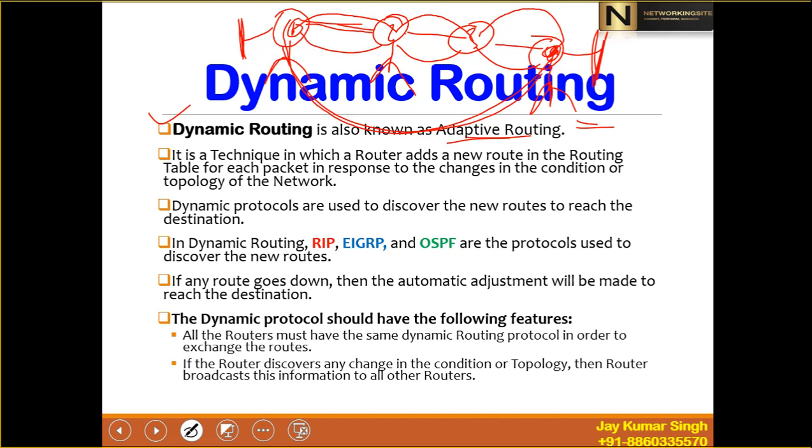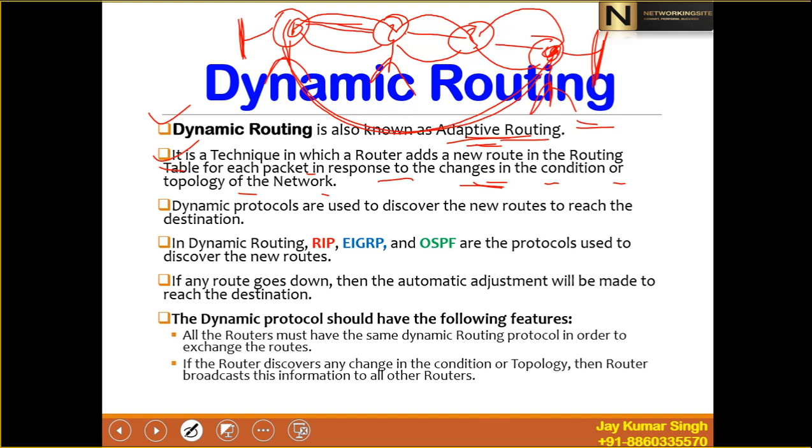Okay, now it is a technique in which a router adds a new route in the routing table for each packet in response to a change in the condition or topology of the network. So whatever packet is sent, whatever I'm saying, like the routing table. You remember I told you that the router takes decisions on the basis of the routing table, right? So automatically if there are any changes, the routing table will automatically change, a new route will come. If you are removing any network, automatically that route will be deleted.